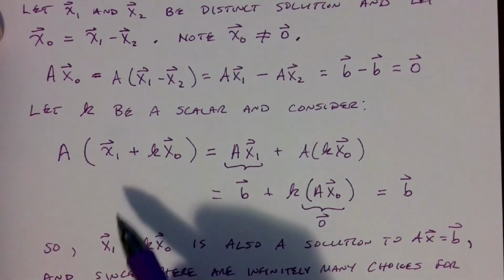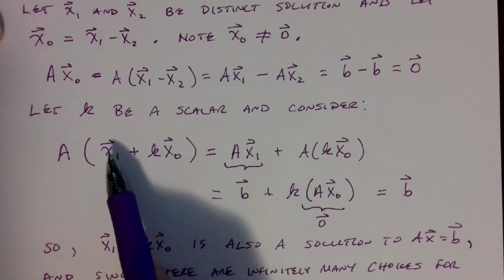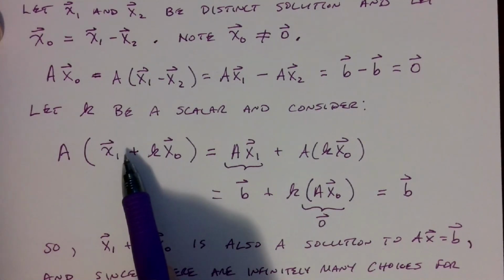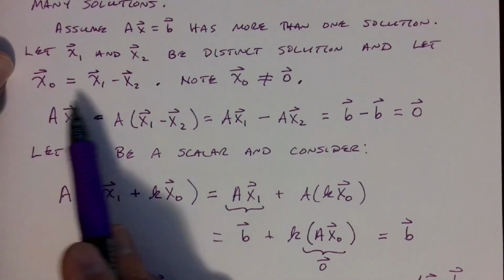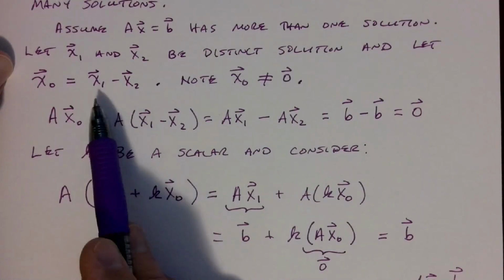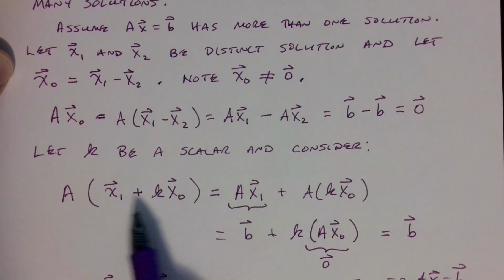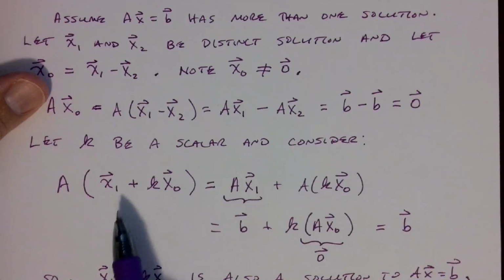And the real kicker here is just the construction of this thing, that we have at least one solution, well, more than one solution, but we choose one of those solutions, and then we add this multiple of x₀, which was found as the difference of two distinct solutions, which makes it not 0. This gives us infinitely many solutions, and it turns out, when we plug this through, that we get this vector being a solution.